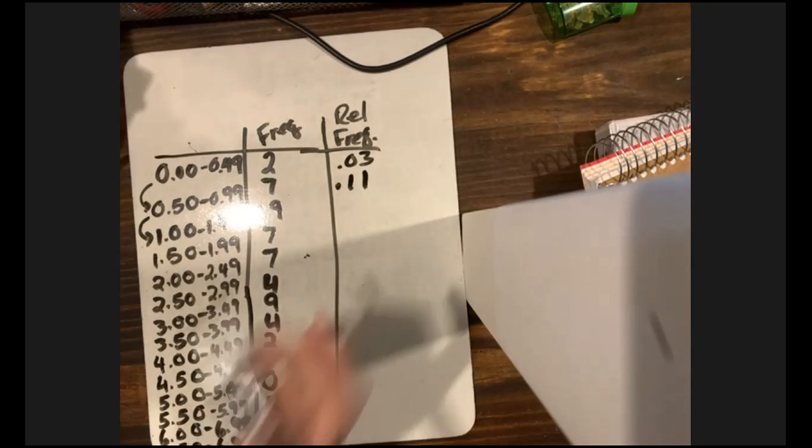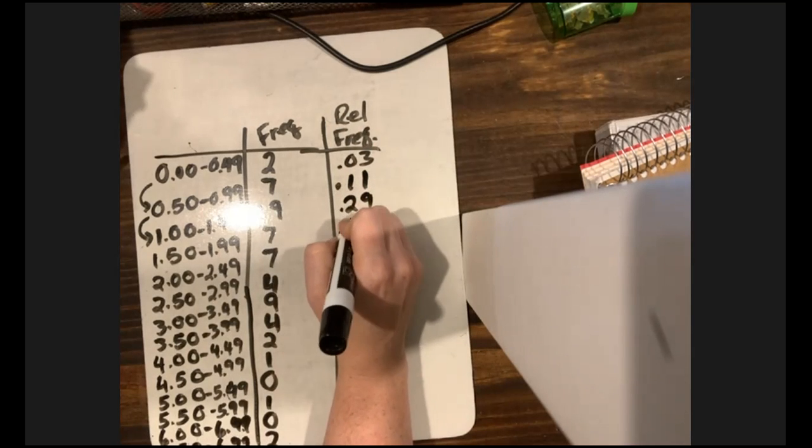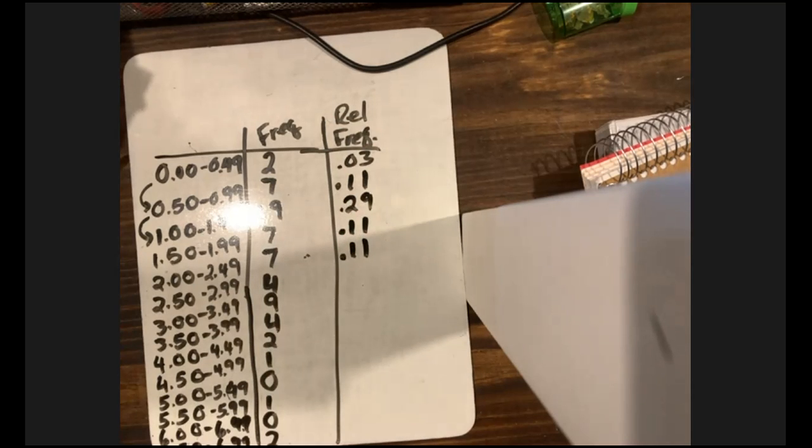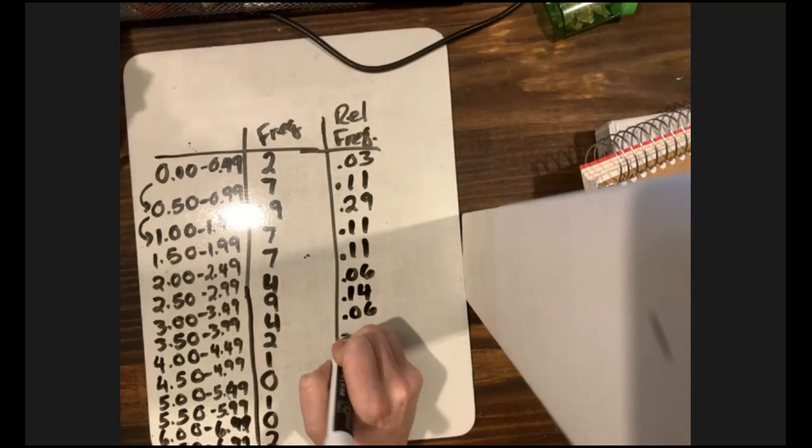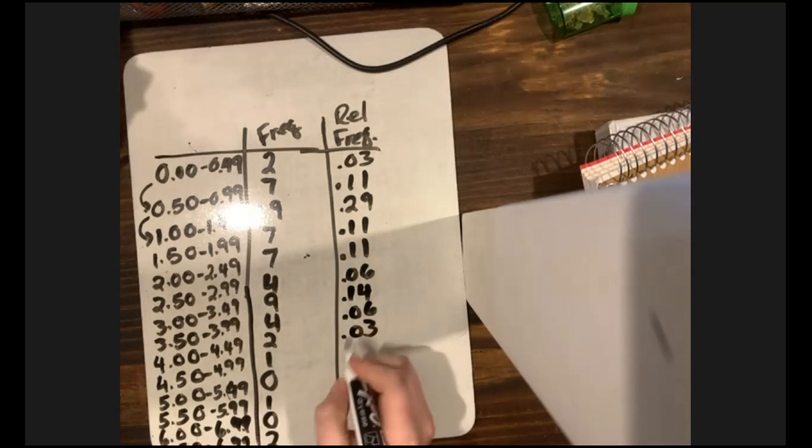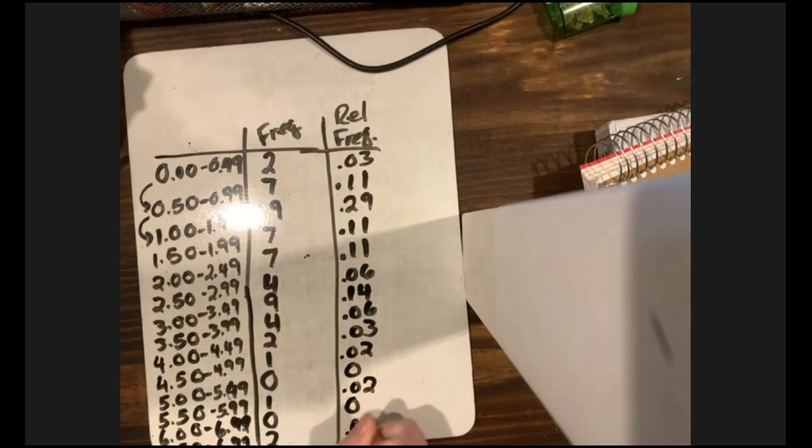It's 0.03, 0.11, 0.29, 0.11, 0.11, 0.06, 0.14, 0.06, 0.03, 0.02, 0, 0.02, 0, and 0.03. Okay. So you can also do relative frequencies on this same setup and do it the same way that we did it in the regular frequency charts that we did.